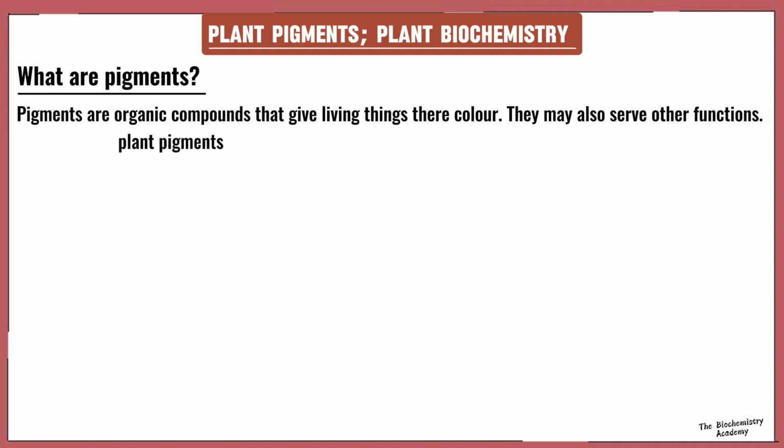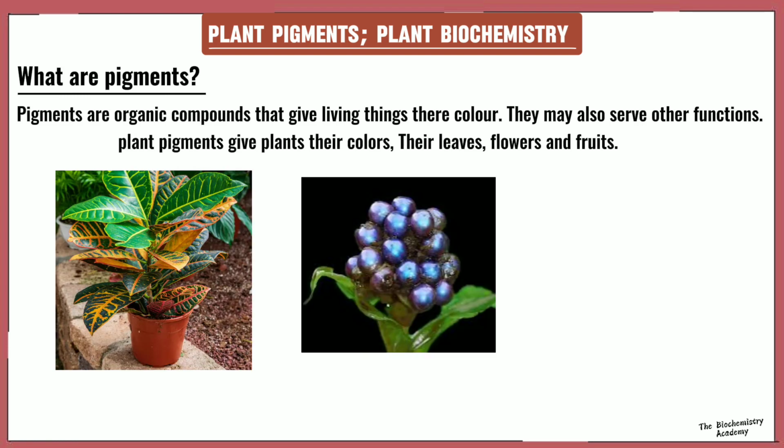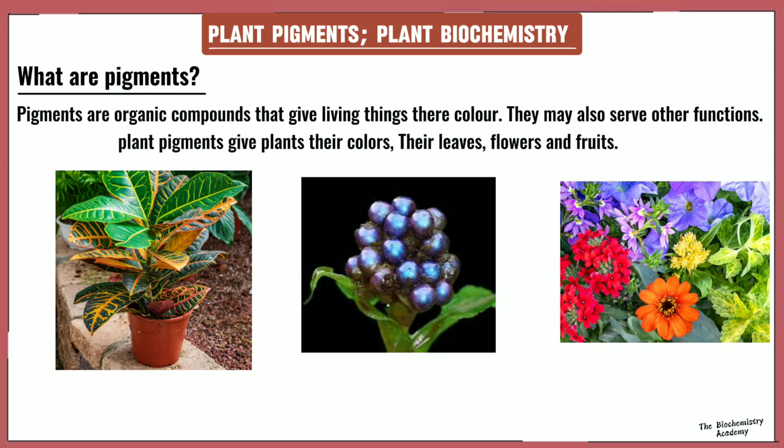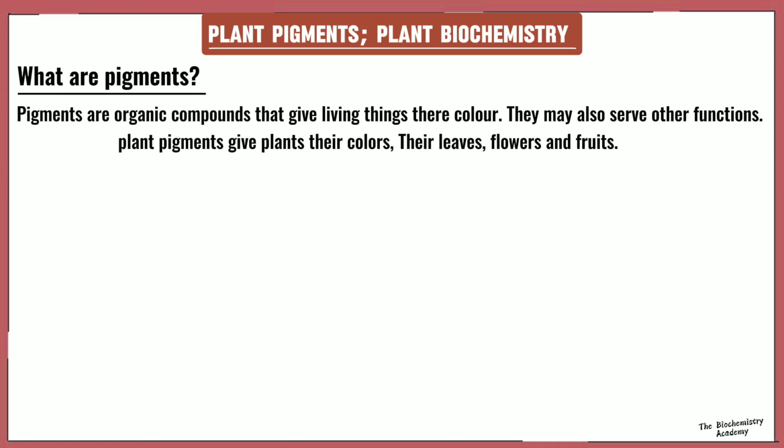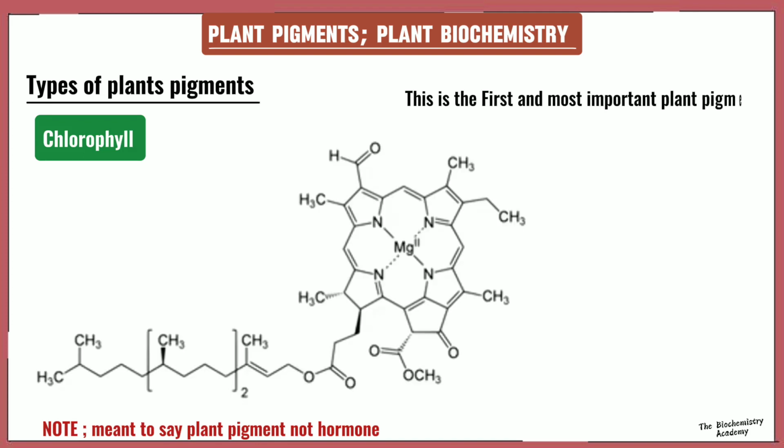Now, plants' pigments give plants their color, the color of their leaves, their fruits, and their flowers. And they are also responsible for food production. Now, let us look at the types of plants' pigments. One is chlorophyll. Now, this is the first and most important plant pigment.